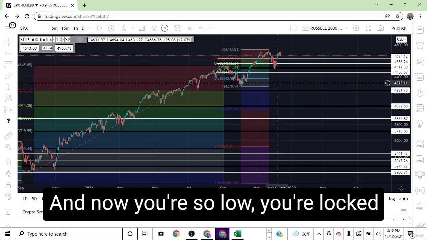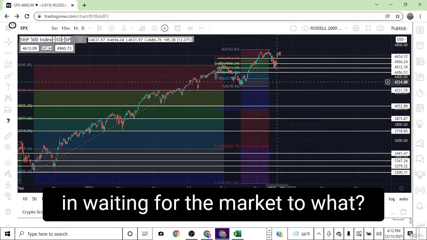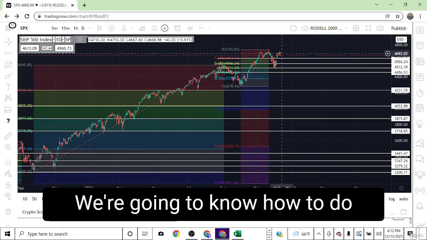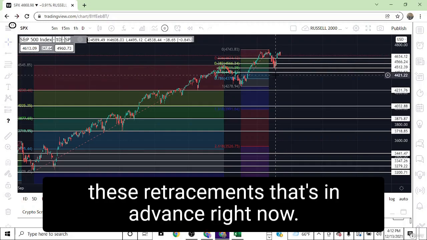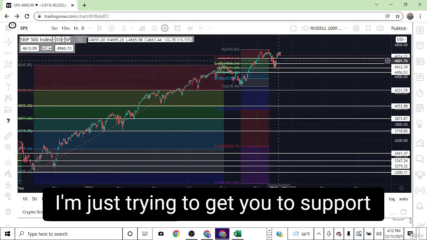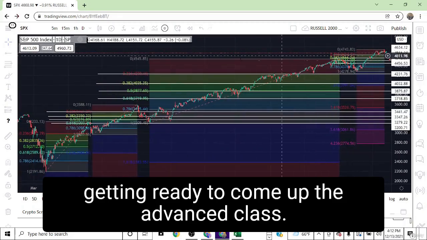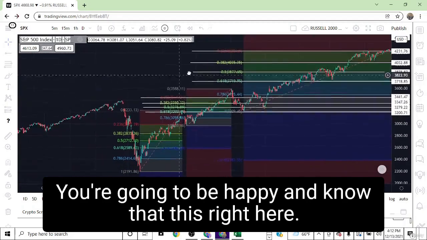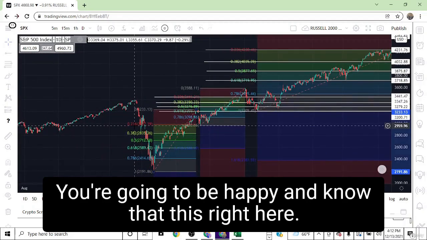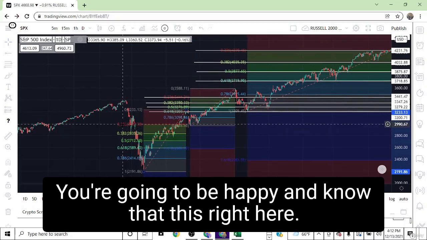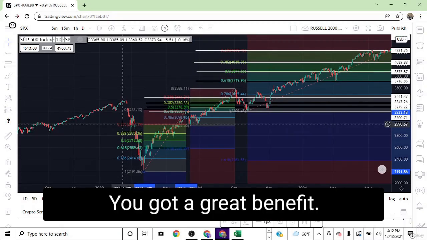And now you're so low, you're locked in, waiting for the market to what? Pull back up. We're going to know how to do these retracements, but that's in advance. Right now, I'm just trying to get you to support and resistance levels. And again, this is getting ready to come up, the advanced class. You're going to be happy and know that this right here, you got a great benefit.